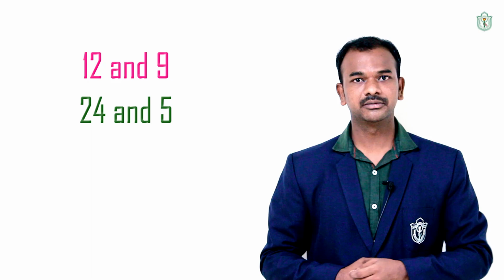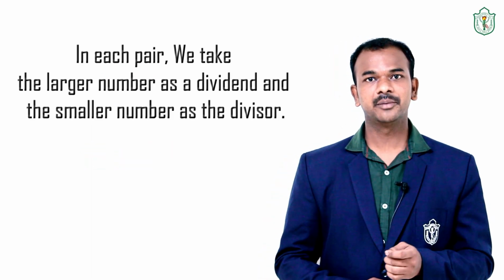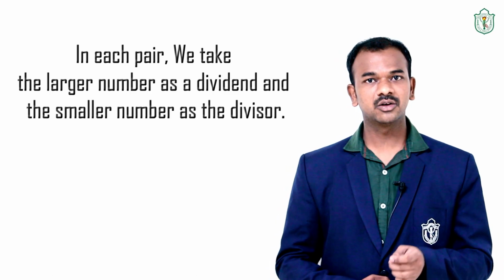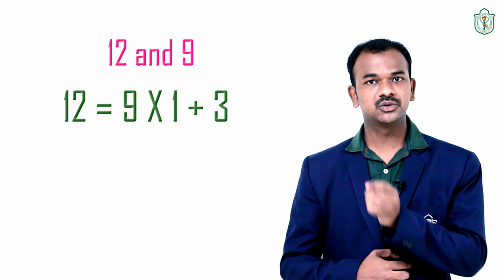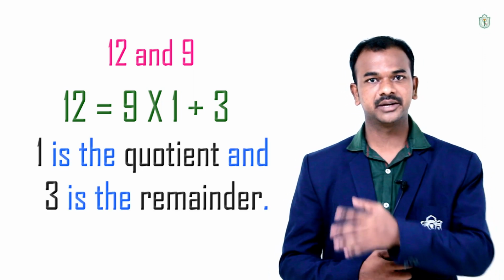To understand more about Euclid's division lemma, let us consider 3 pairs of numbers: 12 and 9, 24 and 5, 78 and 7. In each pair, we take the larger number as the dividend and the smaller one as the divisor. Like we did in the example, we can write these pairs. 12 and 9 can be written as 12 equals 9 times 1 plus 3. Here 1 is the quotient and 3 is the remainder.